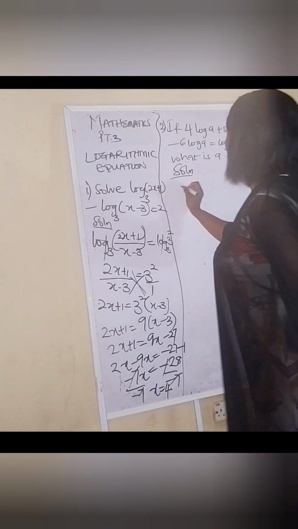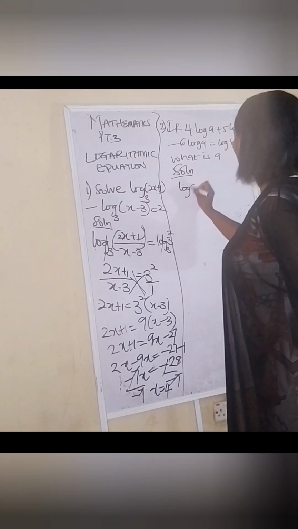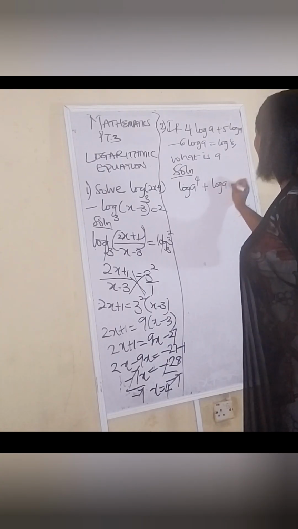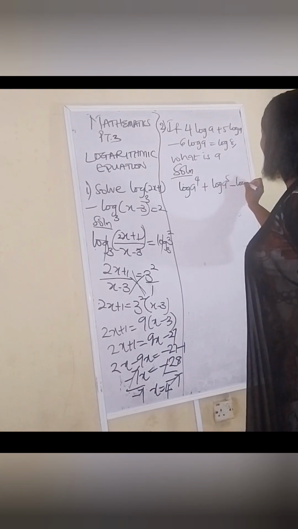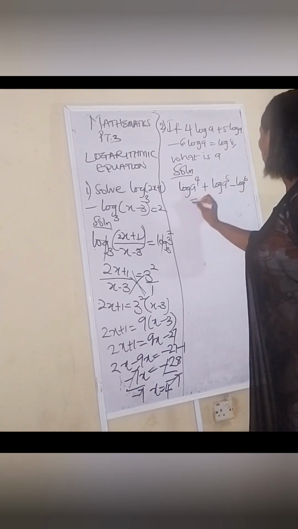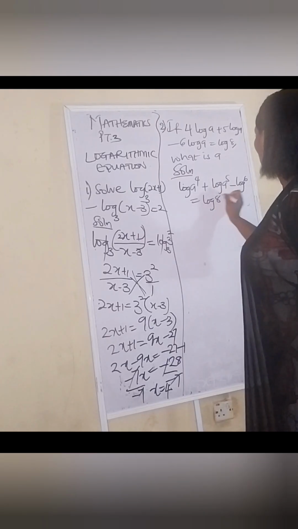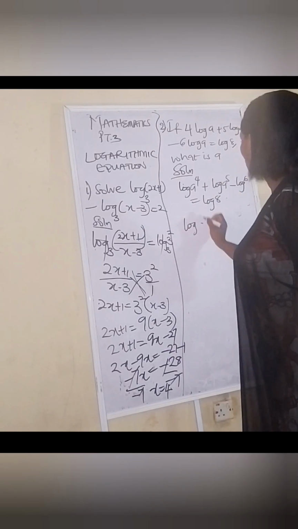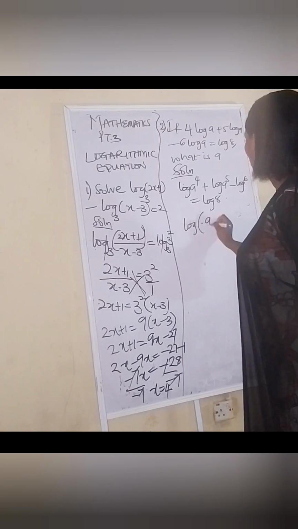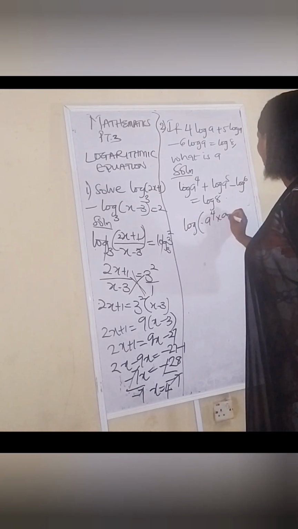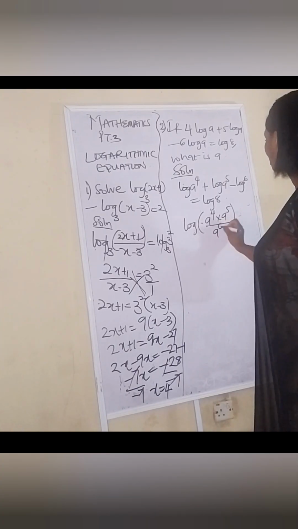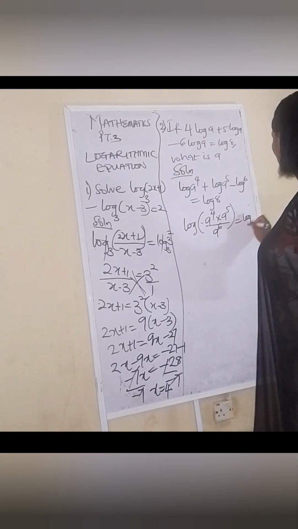So it will now be log a raised to power 4 plus log a raised to power 5 minus log a raised to power what? 6 equals log 8. So now let's change the signs. So we have log a, so the log is out, a raised to power 4 times a raised to power 5 divided by a raised to power 6 equals log 8.